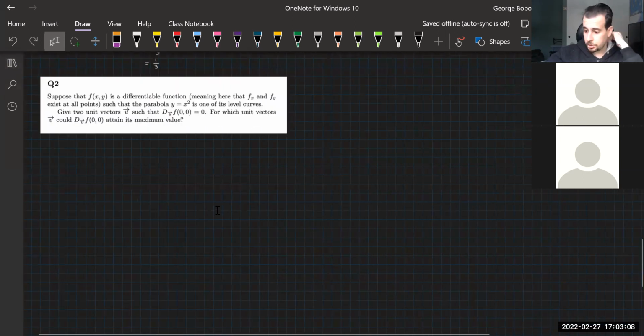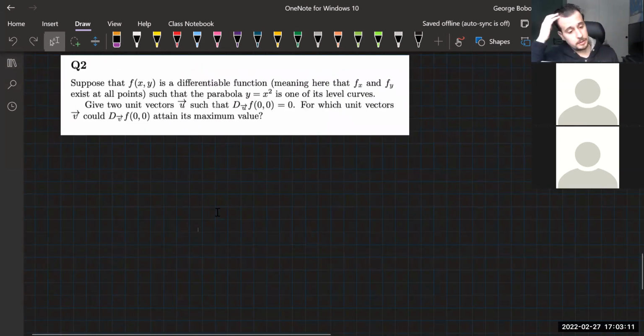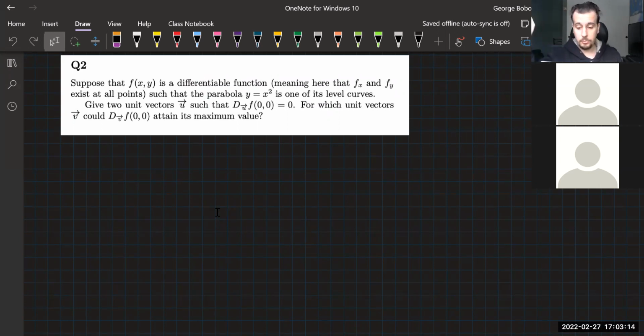So second question in order of importance, you showed me this, Kelly, and this is pretty good to get you thinking about what the heck is going on. Look at this. It says, suppose you have a function f of xy that is differentiable, and it means that it has both of these derivatives available at all points. Okay. It has a parabola y equals x squared as one of its level curves. Now, you're probably thinking, getting the full function f of xy is going to be complicated, but you'd be wrong, okay? Because let me tell you something.